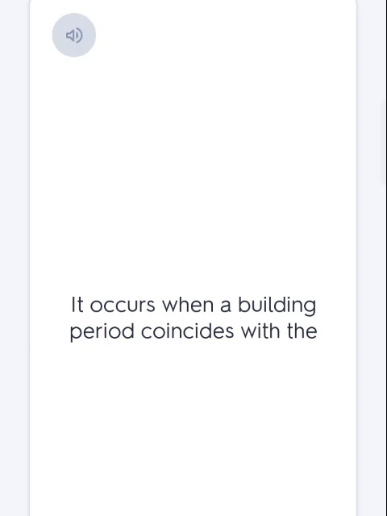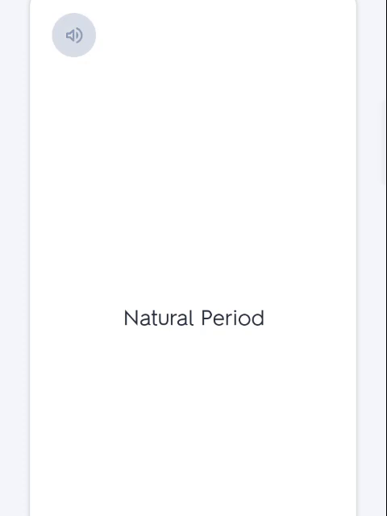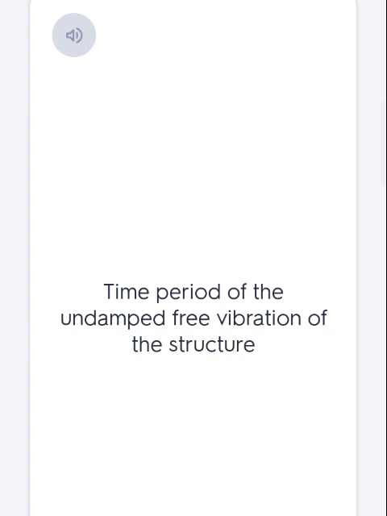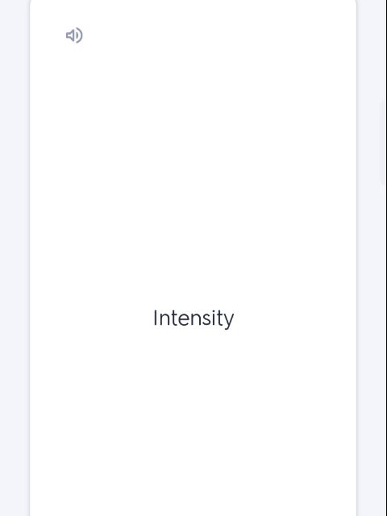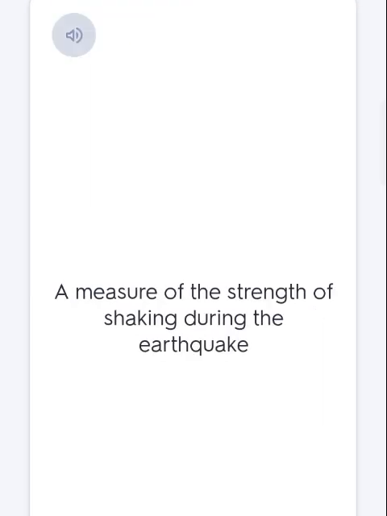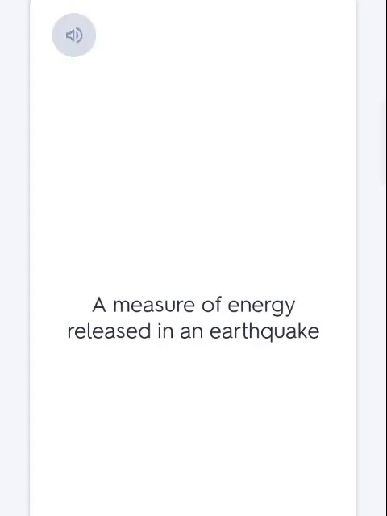Resonance. It occurs when a building period coincides with a natural period. Natural period: time period of the undamped free vibration of the structure. Intensity. A measure of the strength of shaking during the earthquake. Magnitude. A measure of energy released in an earthquake.